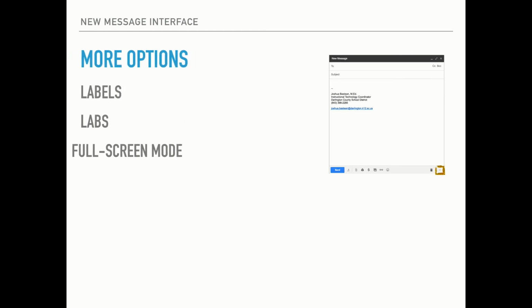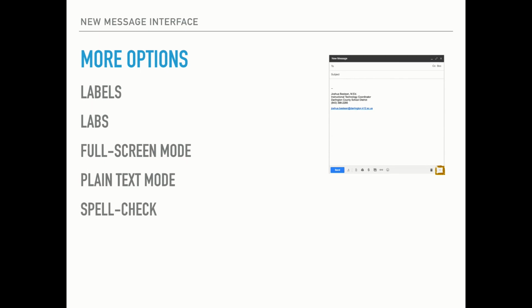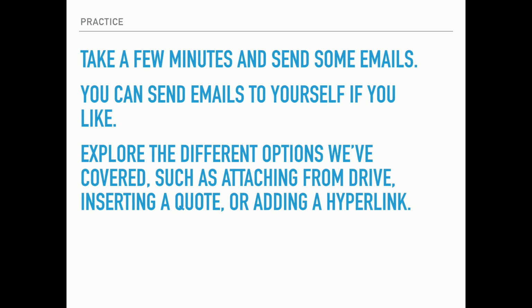There's a bunch of stuff there. There's labels, there's labs. You can toggle full screen mode on this window so it's big instead of little. You can do plain text, so if you don't want the HTML elements such as links or images or whatever to work. You can also run spell check from here. Spell check is run automatically, but you can force it to run here.